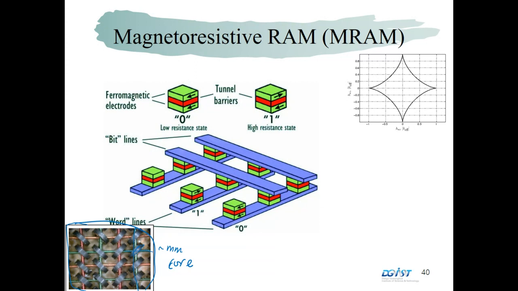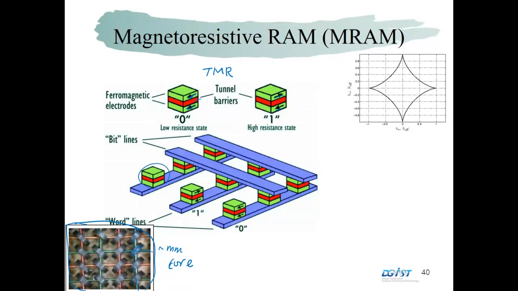We have two ferromagnetic layers, and there's some tunneling barrier. We didn't learn it, but there is something called TMR, which is a kind of MR. The magnetoresistance, the resistance of this element, depends on the direction of the magnetization. When they are parallel or anti-parallel, the resistance changes a lot.